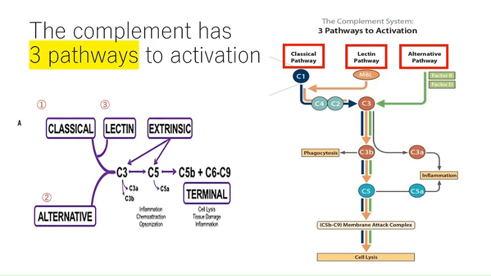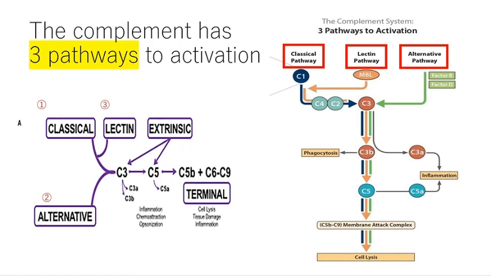Second, alternative pathway. In this pathway, some bacteria directly bind to C3 but not antibodies and activate it. For that purpose, factor B or factor D in blood are needed.